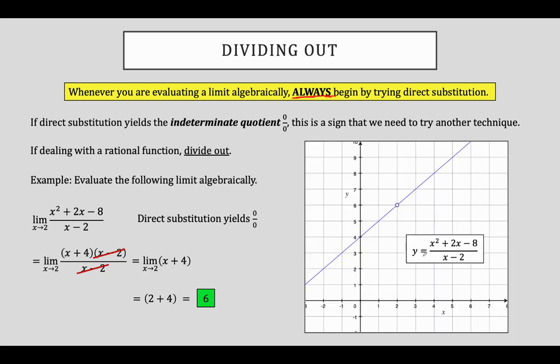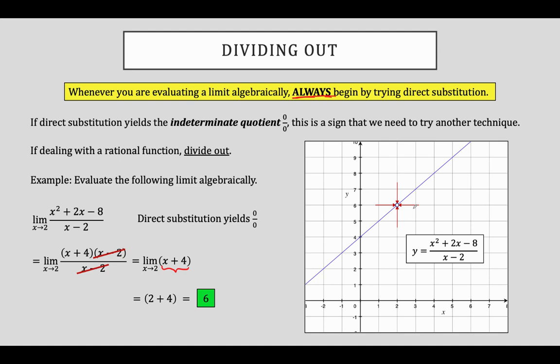So let's take a look at this graphically. Here I have the graph of the rational function x squared plus 2x minus 8 divided by x minus 2. And notice that it actually looks like a linear function. It looks just like the linear function y equals x plus 4, except we have a hole in the graph when x equals 2. Well, just because there's a hole, that doesn't mean we can't evaluate the limit here at x equals 2. Notice that as our x values get closer and closer to 2, my y values are getting closer and closer to 6. Therefore, we can verify our solution to this limit algebraically.